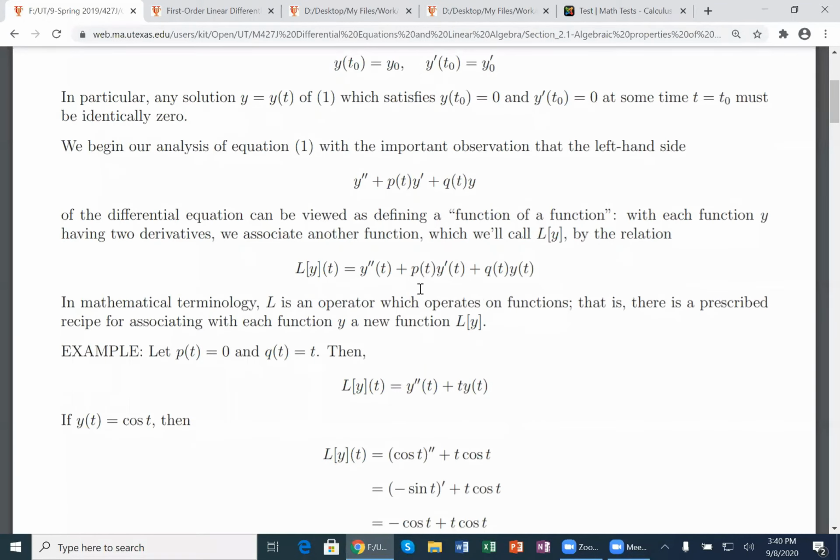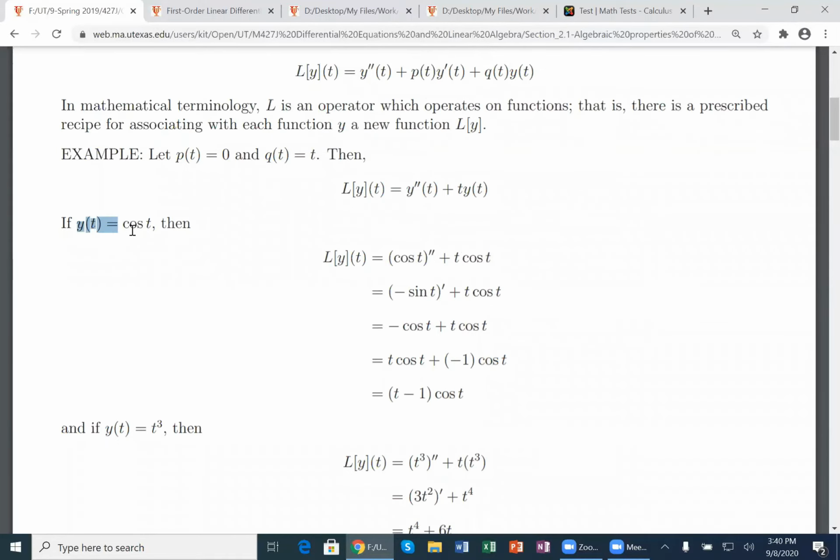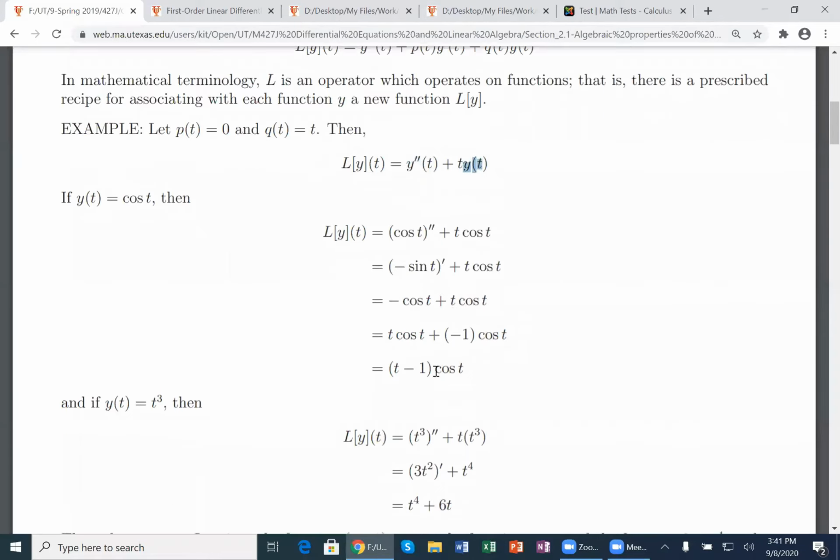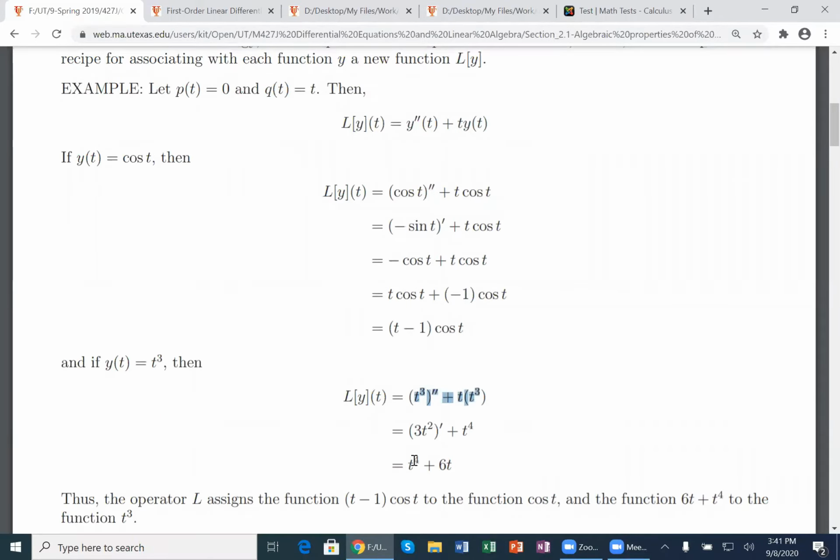Example, if over here P of t is equal to 0 and Q of t is equal to t, the whole thing becomes this. And therefore, in particular, if y of t is cosine, we replace y here and y here by cosine. We take the derivative, we simplify, here is the result. Or if y of t is equal to t cubed, we replace this and this by t cubed. We take the derivative, we simplify, here is the result.